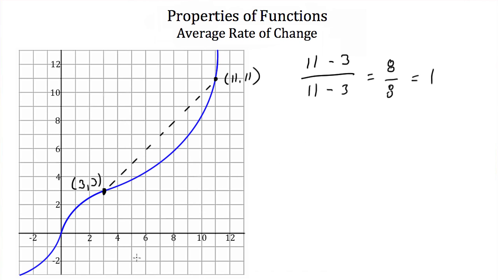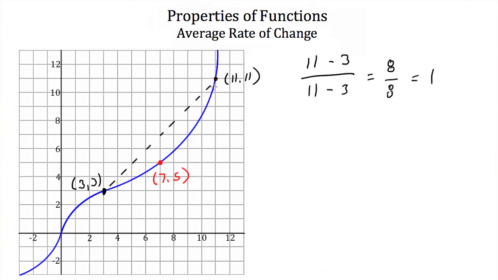This function, on average, goes up 1 in the y every time it goes 1 in the x. Now you'll notice that the average rate of change of a function changes depending on where you pick the points. Say instead I picked the point (7, 5). And I wanted to know the average rate of change of our function between 7 and 11, where x is 7 and x is 11.